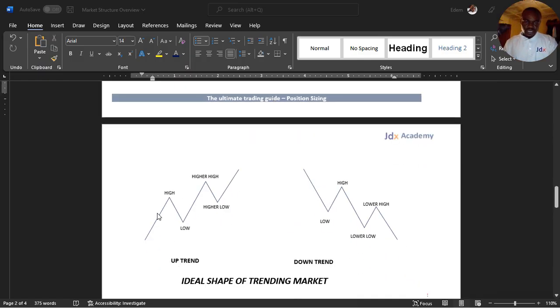For an uptrend, you have a push up, call it a high, a retracement, call it a low, another push up, call it a higher high. Why? Because this high is higher than the previous one. Then a pushback, call it a higher low. Why? This is a low, and that is a low, but this low is higher than the previous low. That is for an uptrend, and the reverse is the case for a downtrend. It sells down, retraces up, creates a high, pushes down a bit more in strong momentum, creates a lower low, and then pushes up to a lower high, as the case may be. This is just an ideal form of the structure.